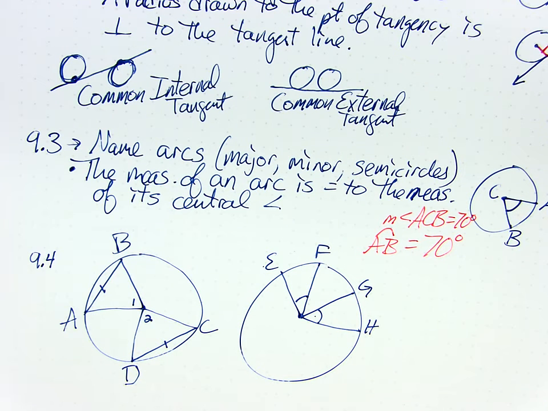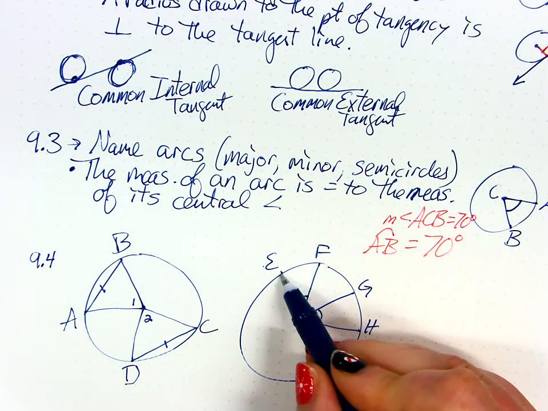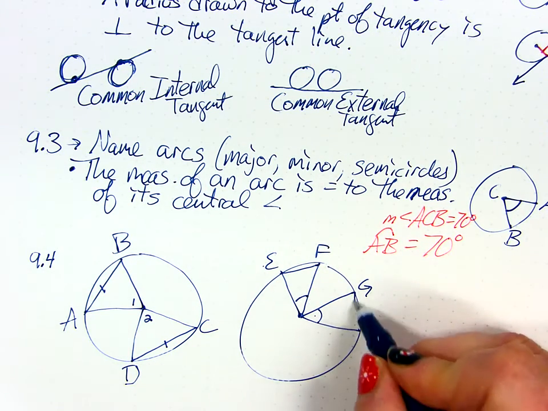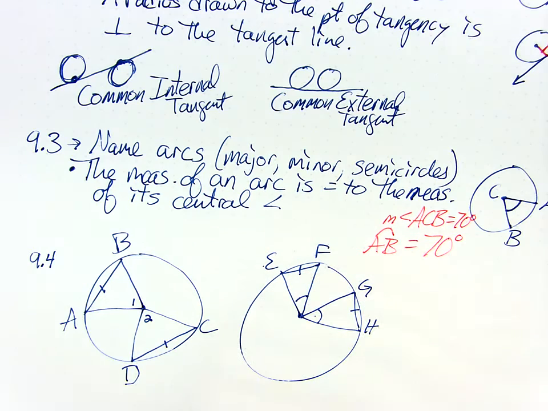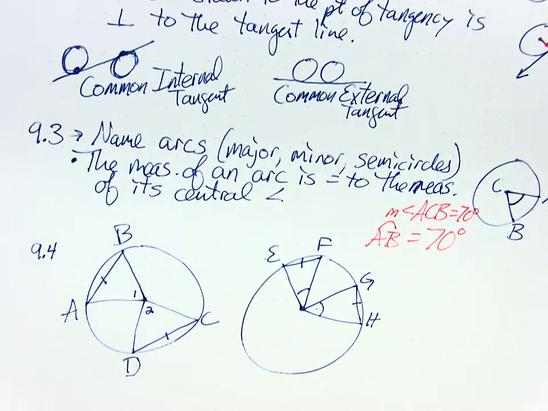And the other cool thing that you get here is if you were to draw in the chord. So if I drew in chord EF and chord GH, they would have to be congruent to each other. Okay? So that's the first bit of 9.4: if you know any one of the three, you know the other two. You get them kind of for free. All right? So there's the first big part of 9.4.